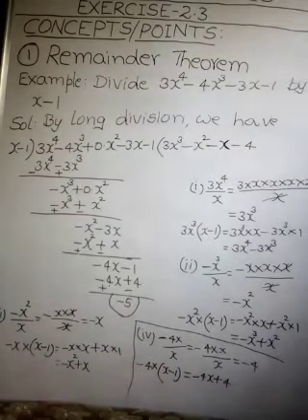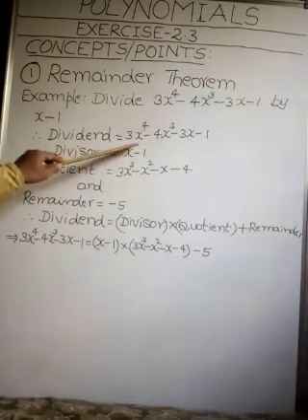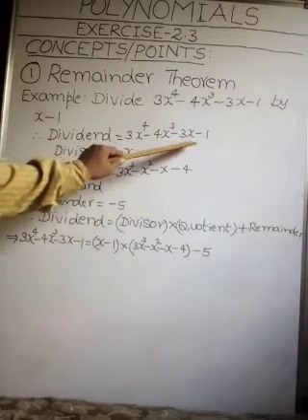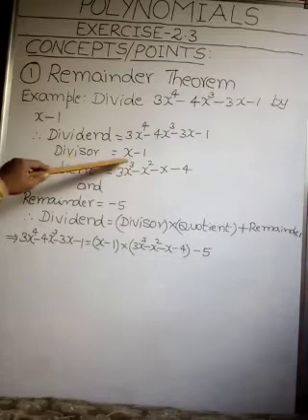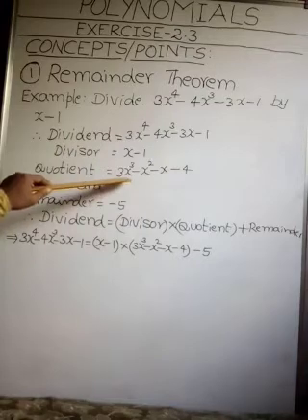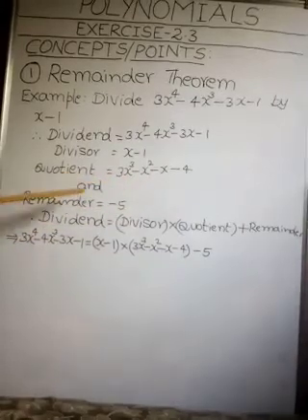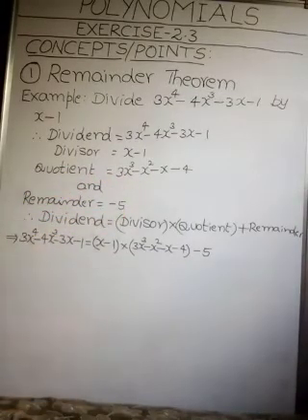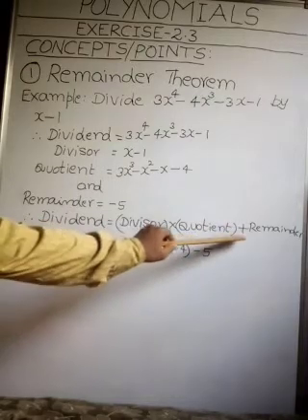Okay, my children? Right. So by observing this long division, we get that the dividend is 3x power 4 minus 4x cube minus 3x minus 1. This polynomial is the dividend, and the divisor is x minus 1. This polynomial is the divisor, and 3x cube minus x square minus x minus 4 is the quotient, and the remainder is minus 5. So we can write this fact in the form of this equation. Dividend is equal to divisor into quotient plus remainder.